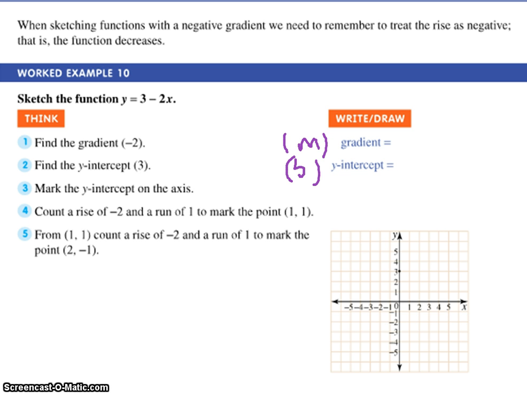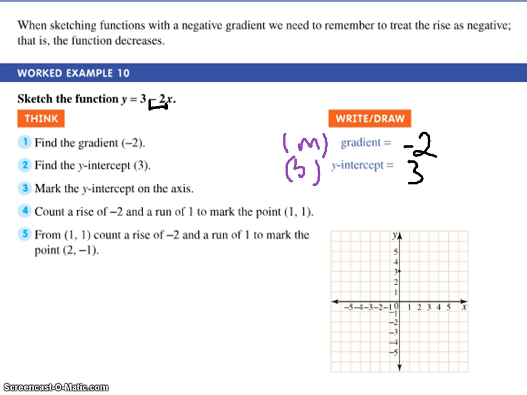Excellent, minus 2. Don't forget the sign comes along with it. It's the coefficient of x, whatever the number is in front of x, and don't forget you have to take the sign. And the y-intercept, 3, because it's the constant. Excellent. All right. Next thing you do is start marking your points on the graph.